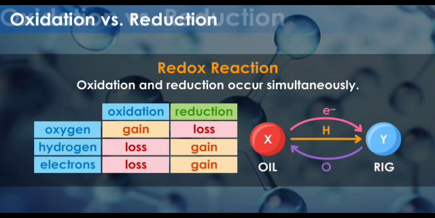Zinc on the left hand side has oxidation number 0, but on the other side it has oxidation number +2. What happened to the oxidation number? The oxidation number of zinc increases, so we call that oxidation. So we put an arrow from zinc on this side to zinc on the other side, and we say zinc is oxidized because oxidation number increased.